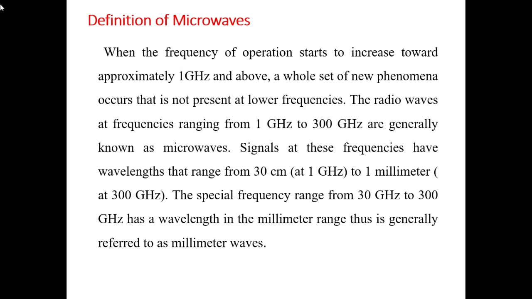Now when we come to the definition of microwaves, radio waves ranging from 1 gigahertz to 300 gigahertz, or in some books 3 gigahertz to 300 gigahertz, are generally known as microwaves.